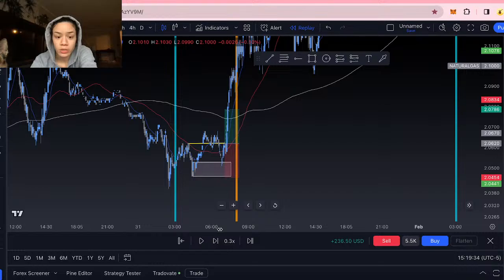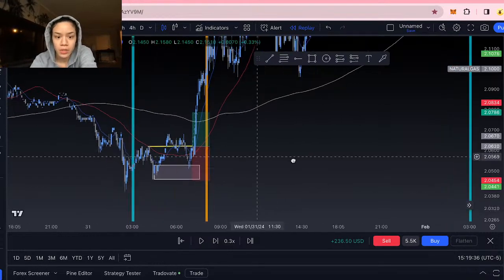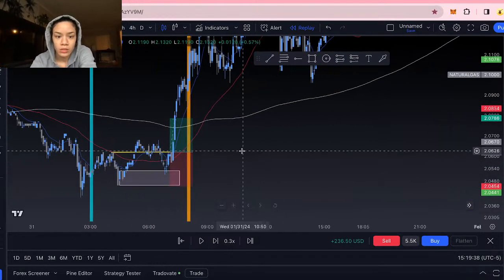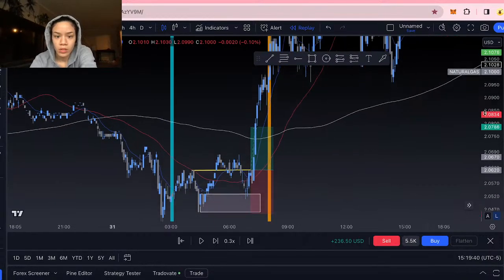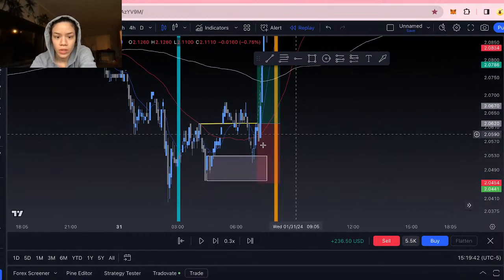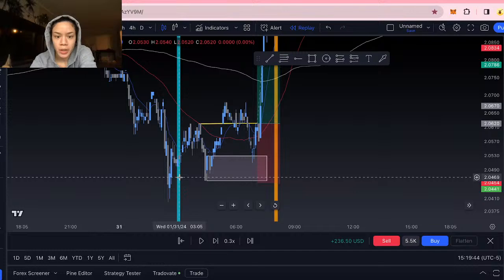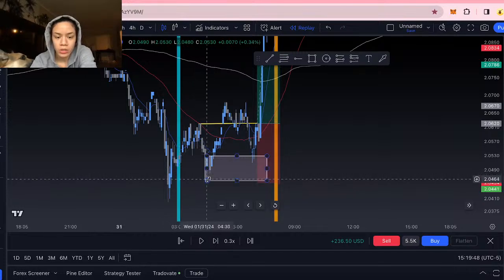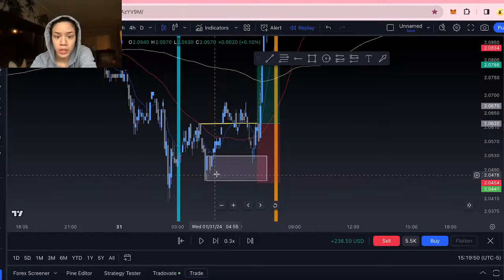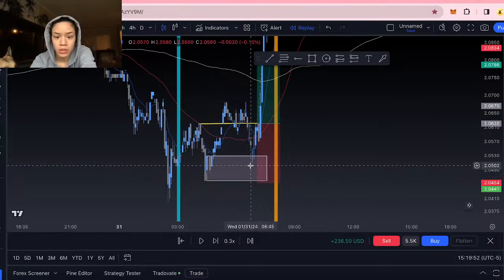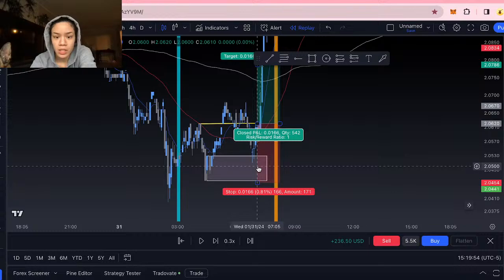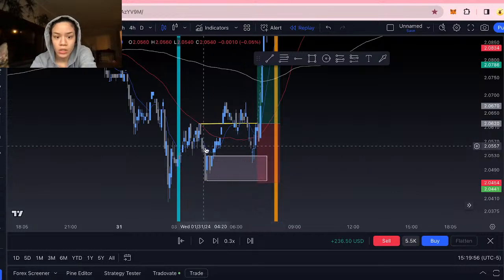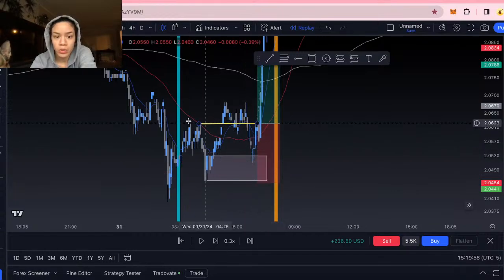On Wednesday, I do not trade, but I still marked up the setup. Here, this was 3 a.m. Price was coming down at 4:30, 6:45, 7 o'clock-ish. So pretty much, price came right here, broke this structure.